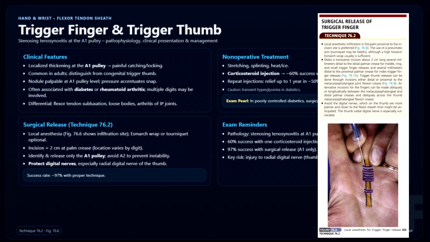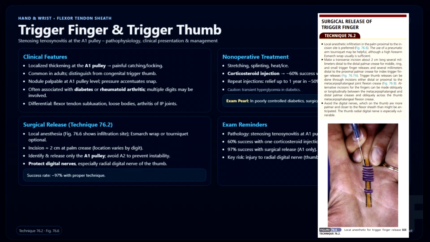Moving to Technique 76.2, the standard operative procedure begins with local anesthetic infiltration in the palm. An arm tourniquet may be used, but often an Esmarch wrap is sufficient. The incision is typically transverse, about 2 centimeters long, and is placed just distal to the palmar crease for middle, ring, and small finger releases, and just proximal for index finger releases.